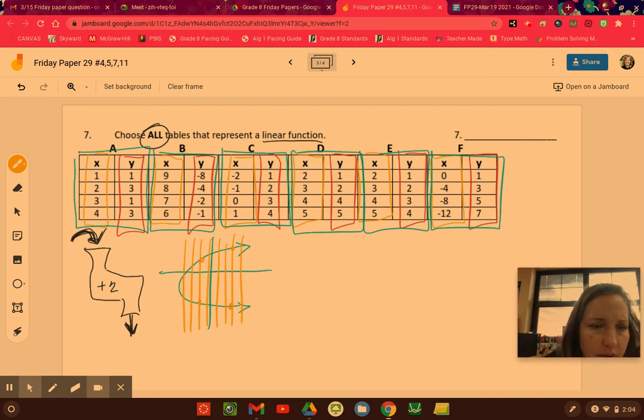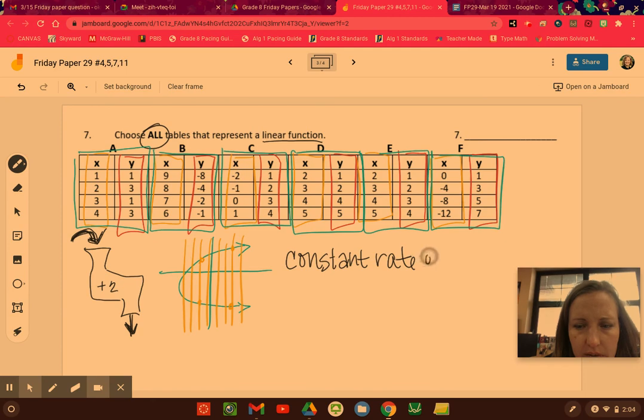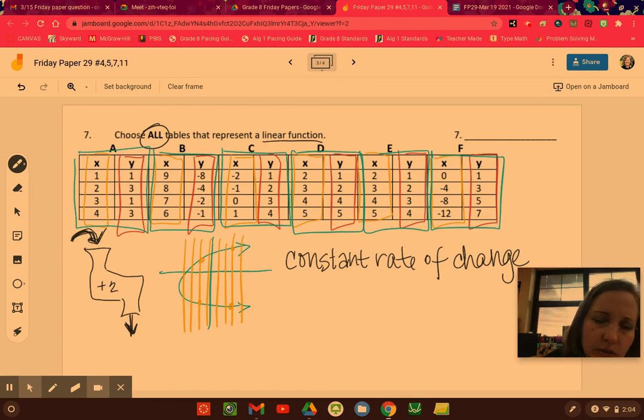Okay, so let's now look for one of the other key factors of a linear relationship: it will have a constant, I'm going to write it down here like this, constant rate of change. And remember, rate of change is just code for slope. So change in y, remember delta y over delta x.